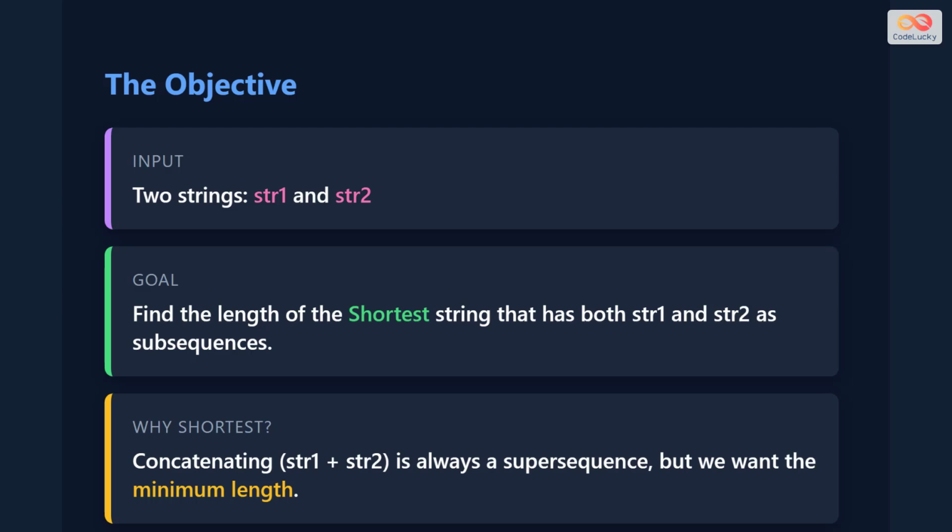Here is our goal. We are given two input strings. We need to find the length of the shortest possible string that contains both input strings as subsequences. While we could just join the two strings together to get a valid supersequence, that wouldn't be the shortest one. We want to minimize the length.